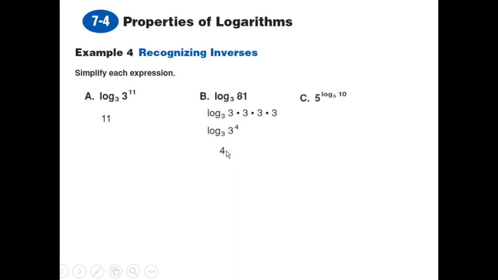So these are going to be a little bit confusing at first, but they're probably going to be the easiest ones of the 5. In part C, since our big B and our little b match, the log and the big B and the little b undo each other, and our answer is simply 10.